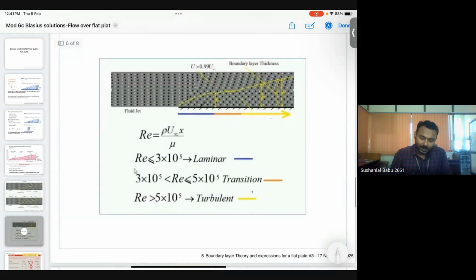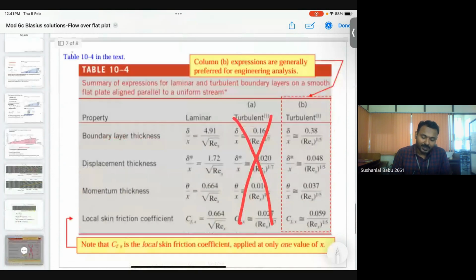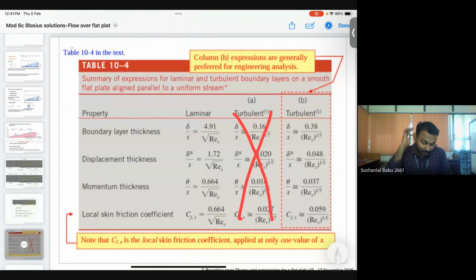Here again, they are explaining that over the flat plate, flow is laminar till 3 into 10 power 5, and transition will happen from 3 into 10 power 5 to 5 into 10 power 5 Reynolds number. Then turbulent means Reynolds number greater than 5 into 10 power 5. And these are the Blasius solutions through which we can calculate boundary layer thickness, displacement thickness, and momentum thickness at the same time. The local skin friction coefficient also can be calculated separately for laminar and turbulent regions.